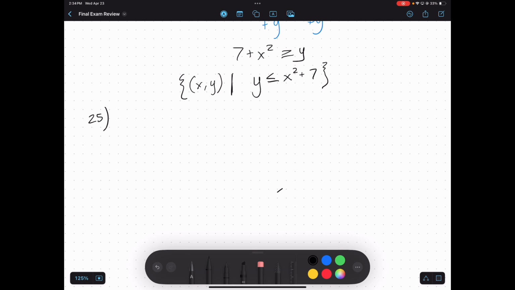25. So this is where we get into derivatives, partial derivatives. So here's my function. F of x, y is equal to the square root of x squared plus y squared.